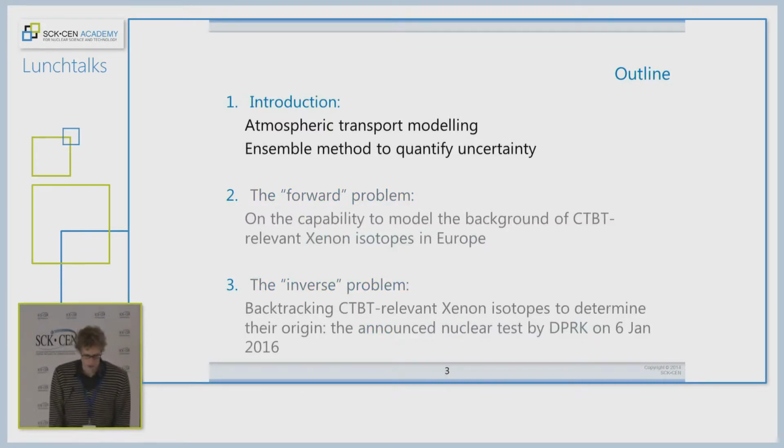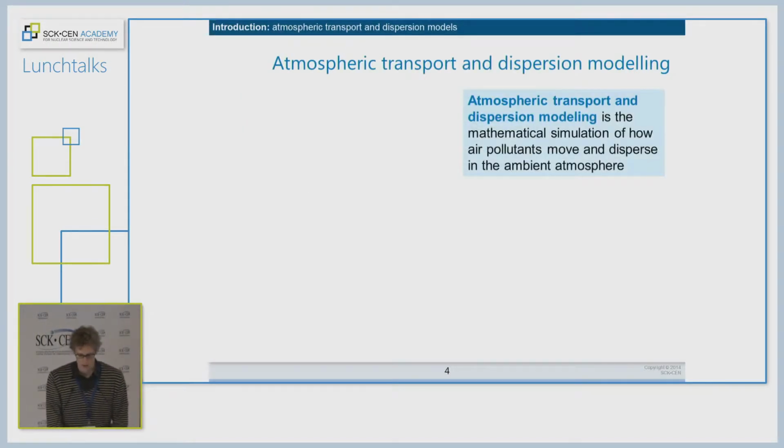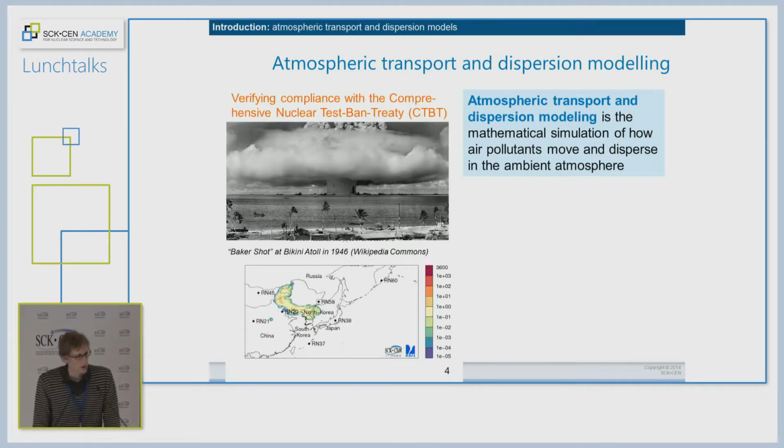So let's start with the basics. Atmospheric transport modeling is the mathematical simulation of how air pollutants move and disperse in the ambient atmosphere. And with air pollutants, that can be gases, liquids, or solid particles, aerosols. And the applications that we are interested in is mainly verifying compliance with the Comprehensive Nuclear Test Ban Treaty, or the CTBT. And my colleague Johan Kamps has talked about that in the previous lunch talk, which you might have attended.